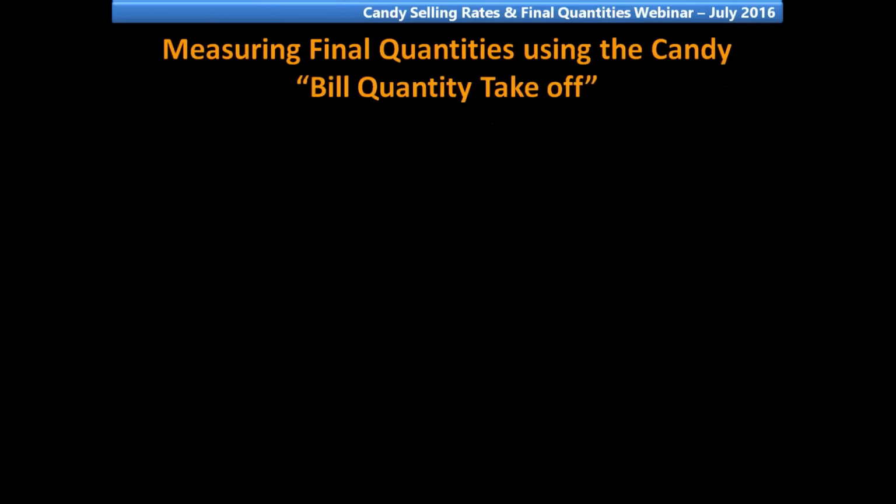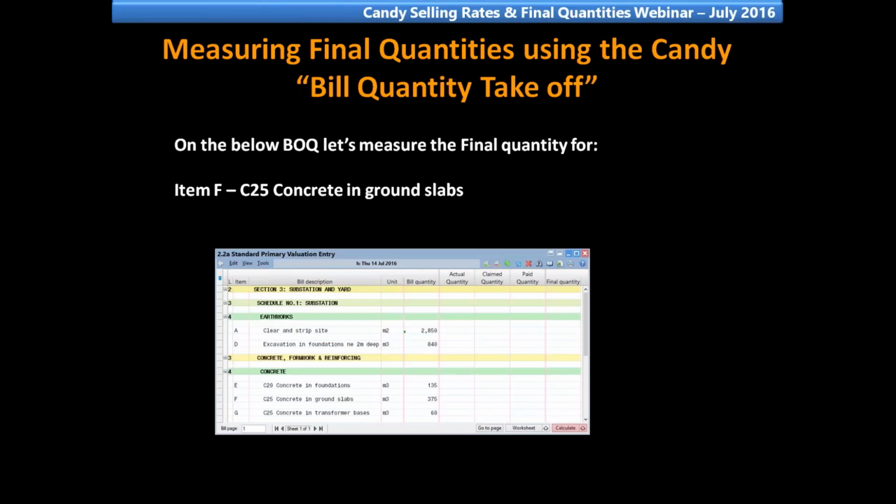The fourth method I'm going to demonstrate, I'll also use the PowerPoint slide. It's measuring final quantities using the Candy Bill Quantity Takeoff. On the below bill of quantity, let's assume the final quantity for item F, which is C25 or 25 MPa concrete in ground slab.